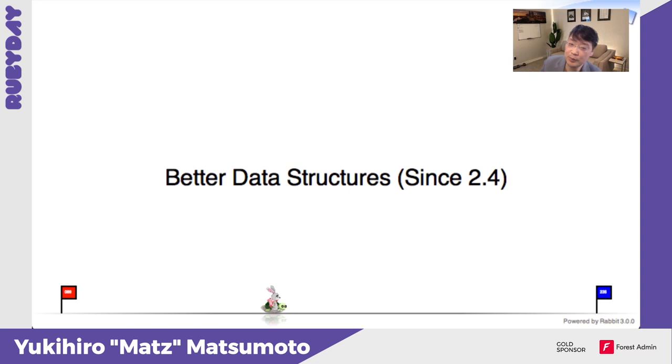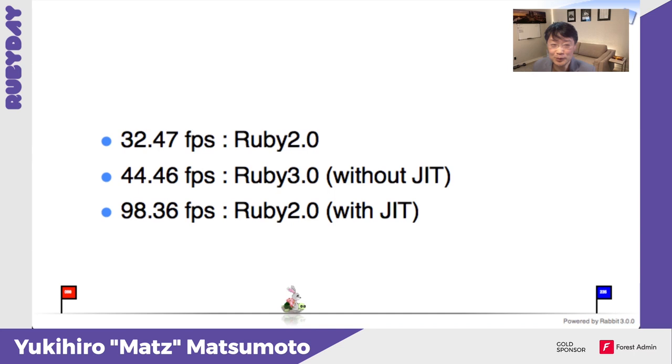It counts its performance by the frames per second of the Nintendo games. Running under Ruby 2.0, OptiCarrot runs at 32.47 frames per second. In Ruby 3.0 without JIT, OptiCarrot runs at 44.46 frames per second. That runs a little bit faster.